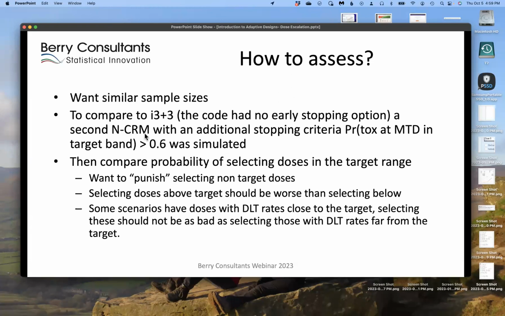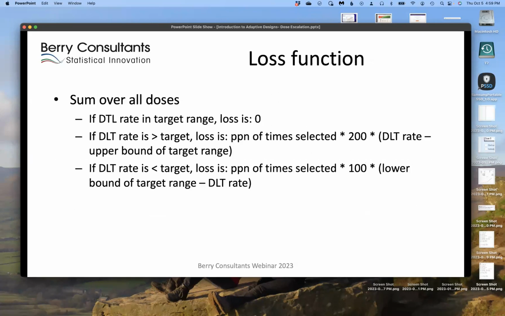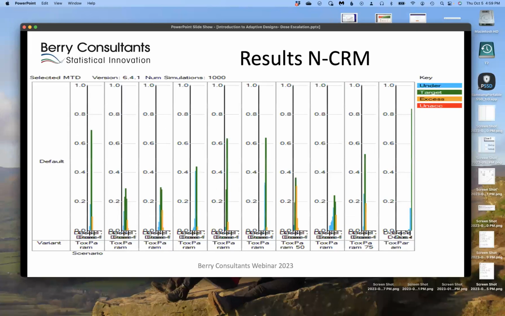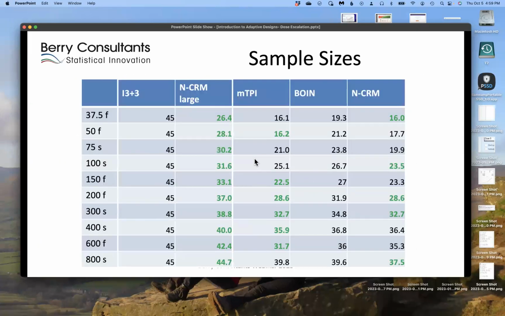I did create then a second N-CRM, which used a much larger sample size to compare it to the I3+3. I added a stopping rule that I also wanted the probability of toxicity at MTD to be at least 60%, as well as having 3 cohorts on the MTD. So I'll come back to the loss function in a minute. So yes, we could see these results in the N-CRM. So we can compare sample sizes.